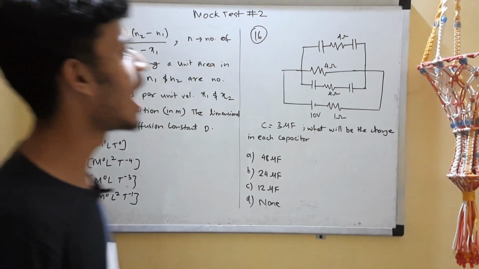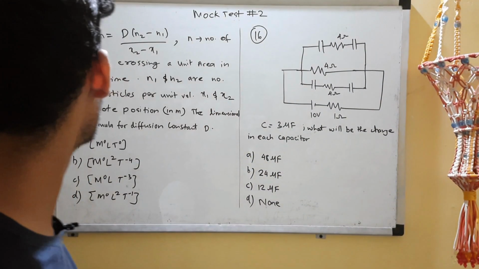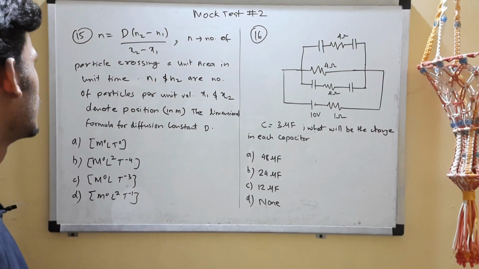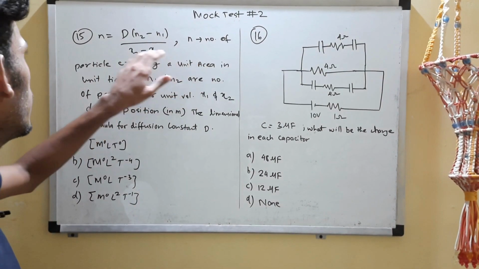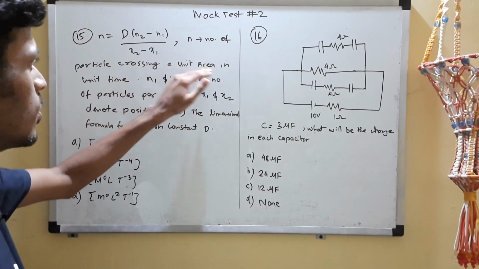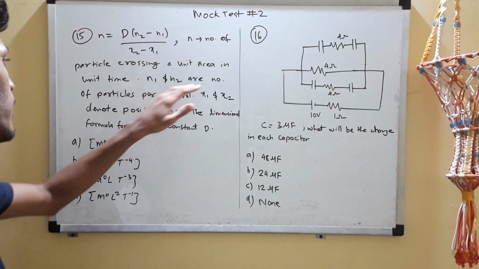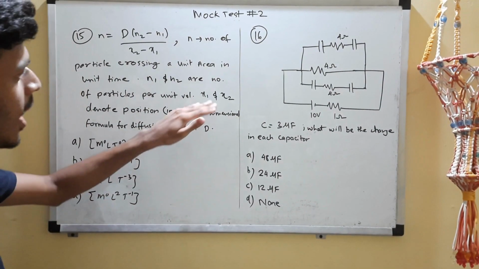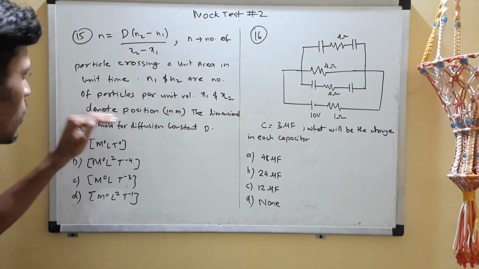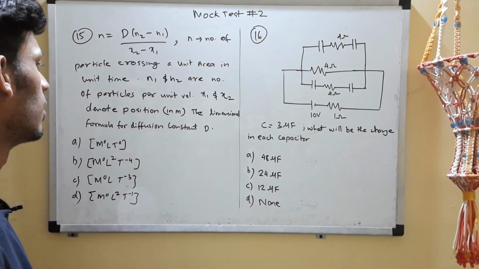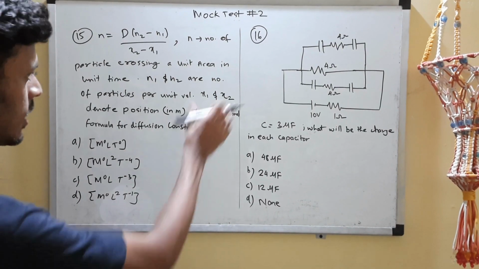So question 15 and 16 over here, almost halfway there. Question 15 is based on dimensional analysis. You can see a formula over here. This n stands for the number of particles that cross a unit area in unit time. n1 and n2 are the number of particles per unit volume, and x1, x2 denote the positions in meter. So basically they are lengths.